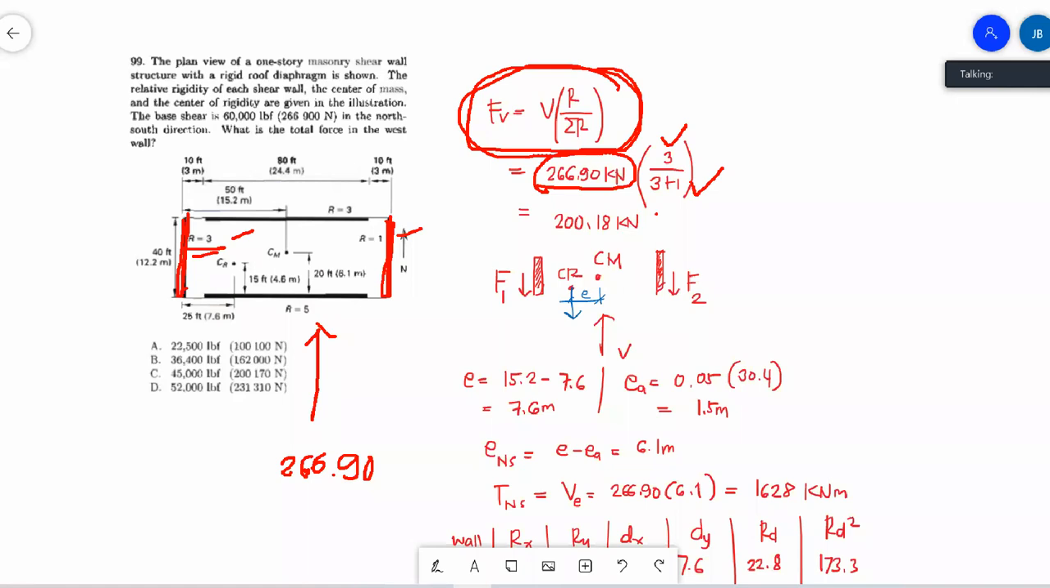Okay? So, applying that formula, you have 200.18 kilonewton. So, majority ng base shear na punta sa west wall. So, ito siya. 200.18. So, basically, 3/4, no? 75% ng base shear na punta sa west wall. Kasi 3 yung rigidity niya eh, no? 3 times yung rigidity niya compared sa east wall. Okay, so makes sense.